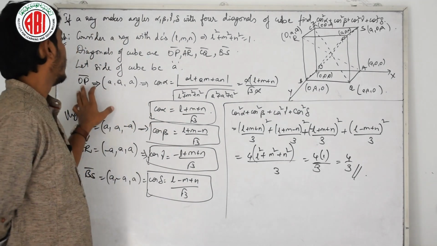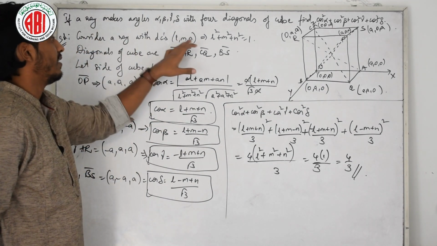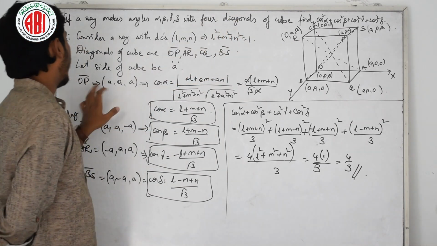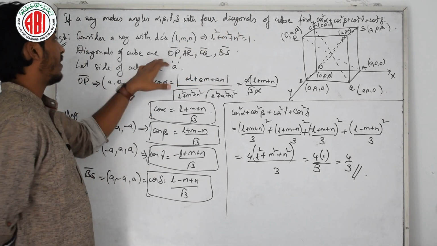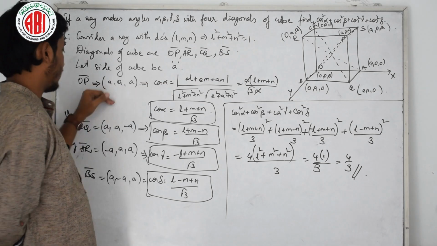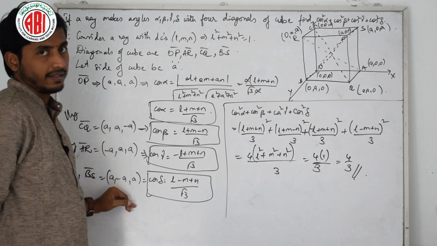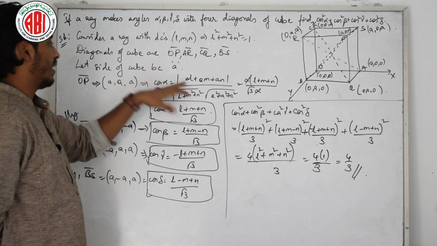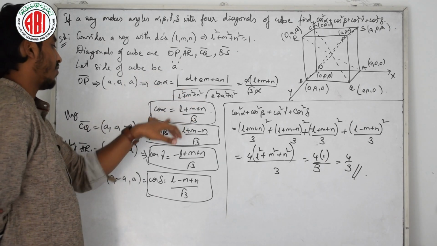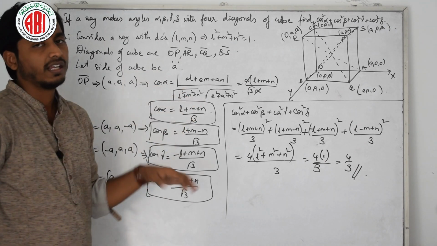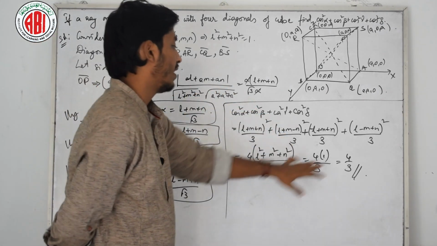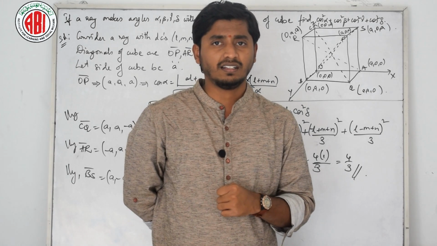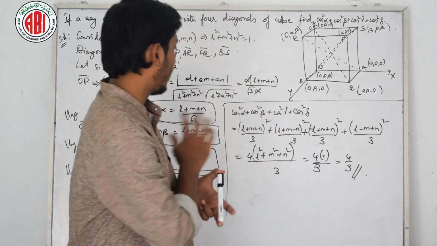Then next, we will assume a ray with the DCs L, M, N, therefore the condition will be L square plus M square plus N square is equal to 1. And we will check the different diagonals OP, AR, CQ and BS. These are the 4 different diagonals, for which we have used the formula of cos theta. We have substituted, and we could get the values of cos alpha, cos beta, cos gamma and cos delta. We will directly square and add everything and get the value as 4 by 3. Clear? Fine.